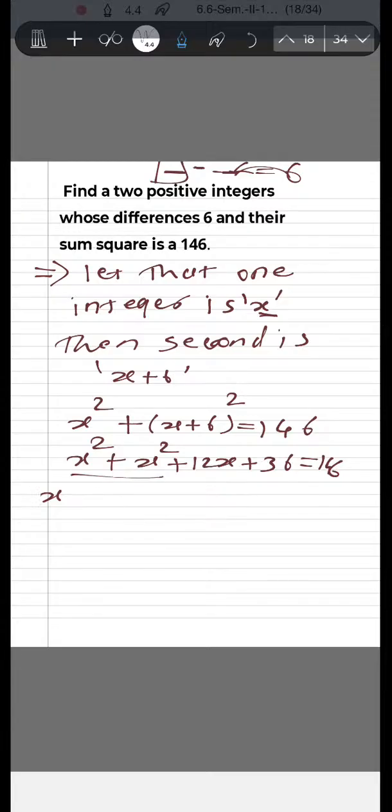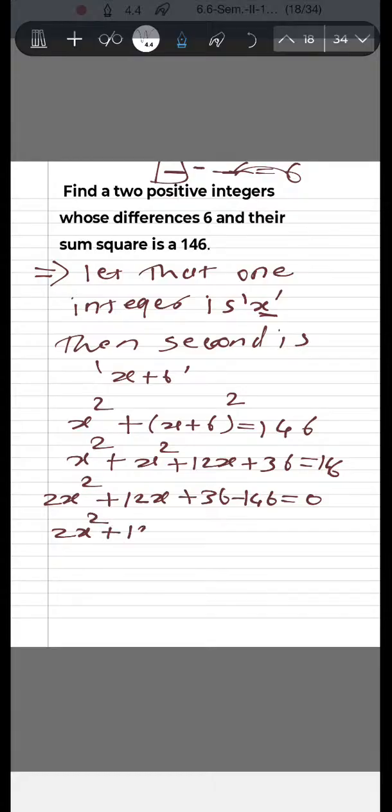x square plus x square is equal to 2x square. And that term will be here, 12x, plus 36 minus 146 is equal to 0. So the final equation I will get is 2x square plus 12x minus 110 is equal to 0.